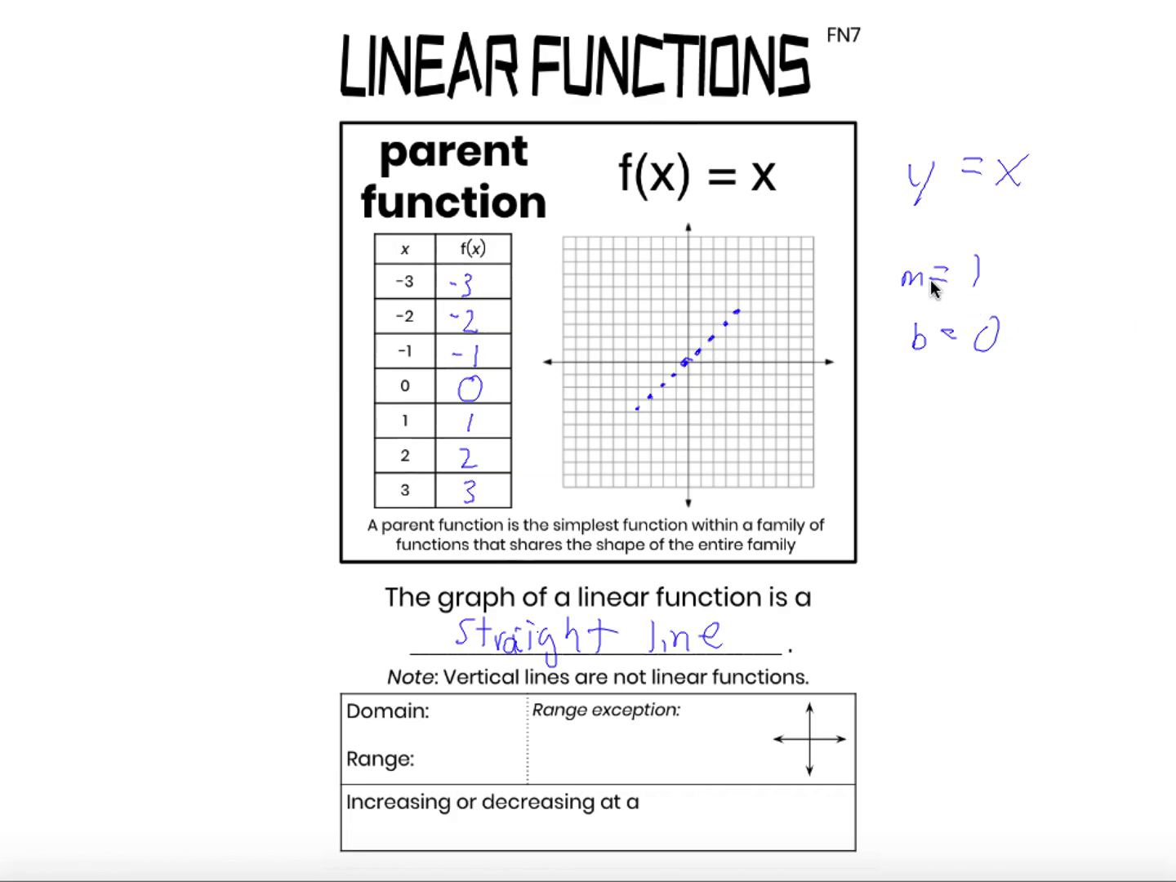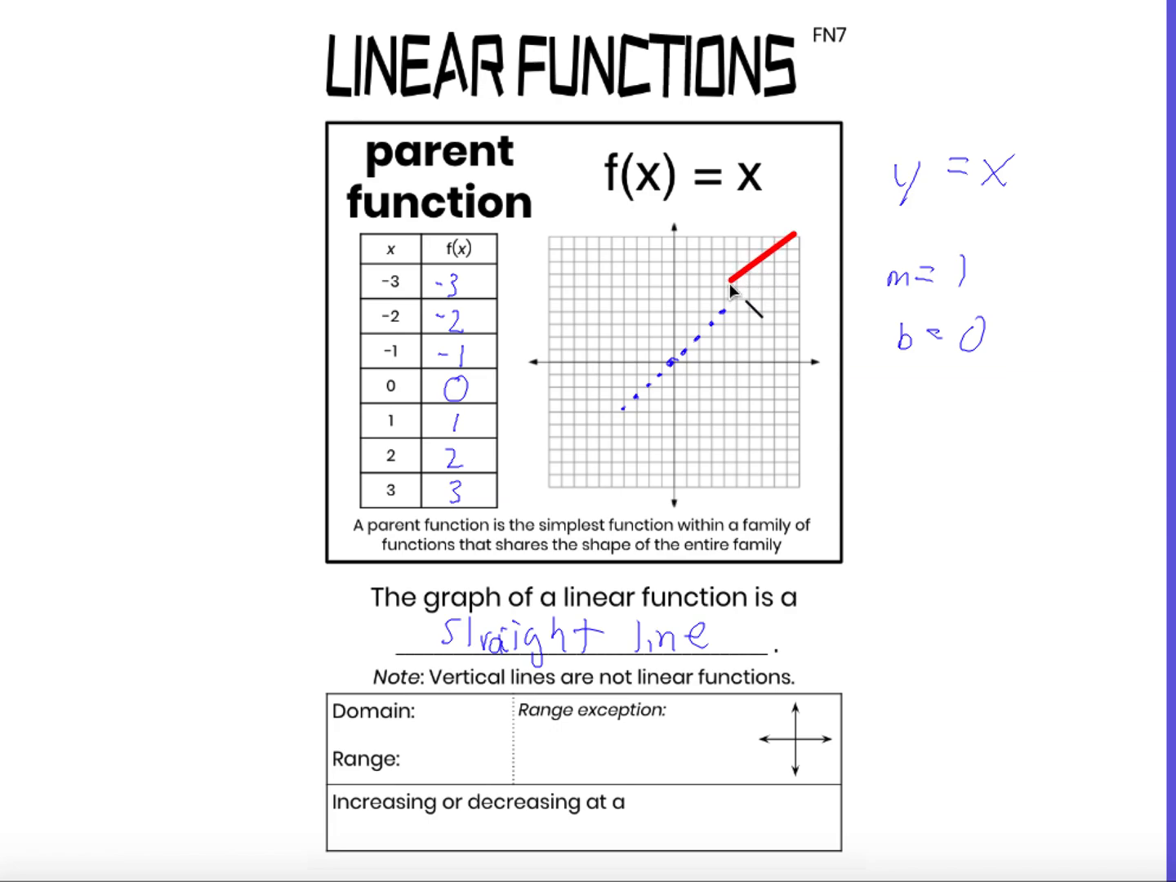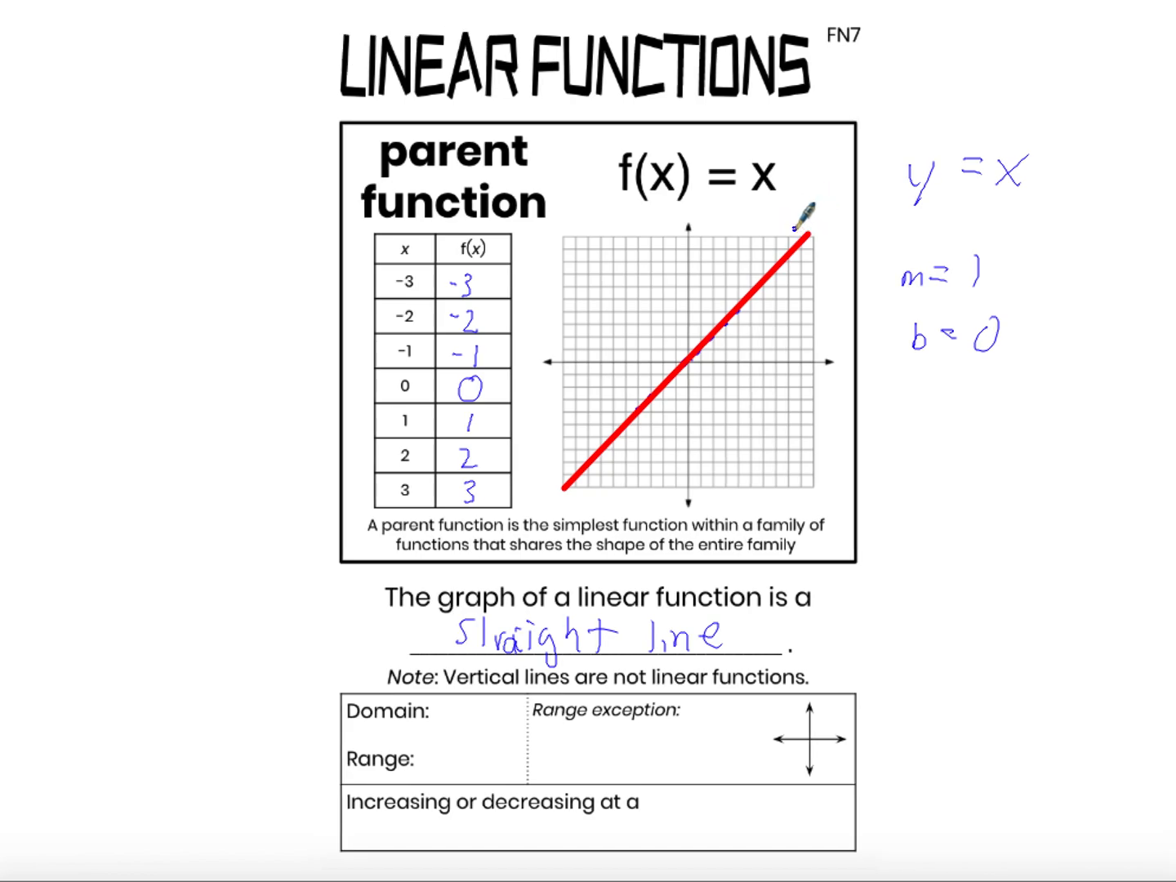Let's see if I can, oh goodness. All right, well there's my line. I don't know why it's red, but of course it needs to have arrows. And this is my graph of my parent function, f of x equals x.